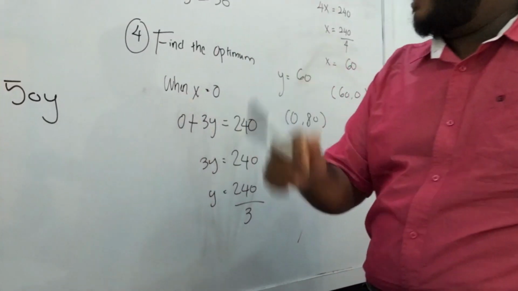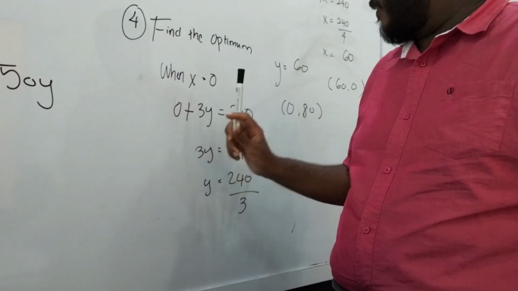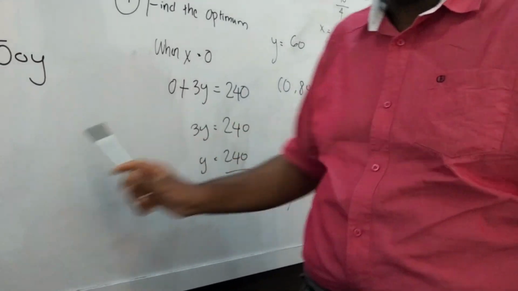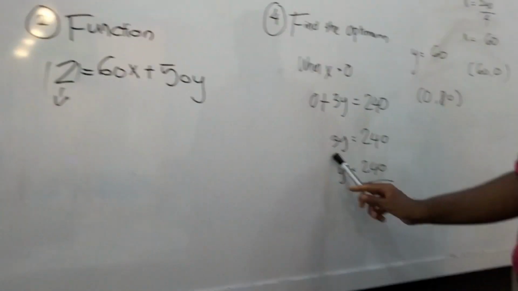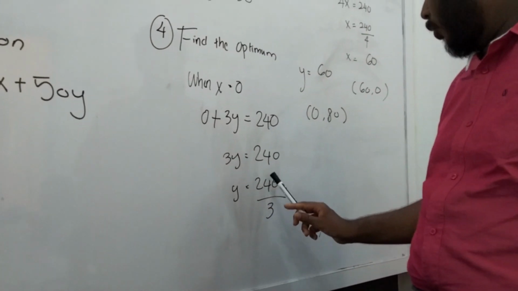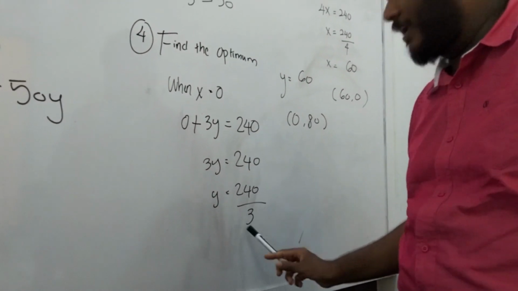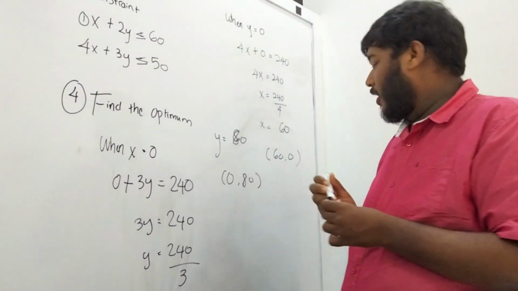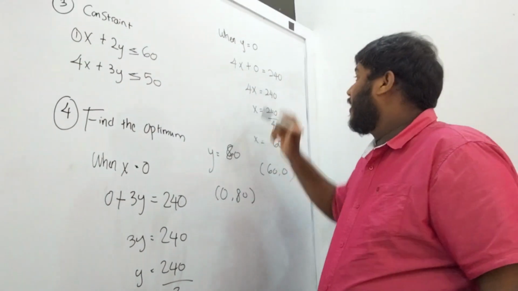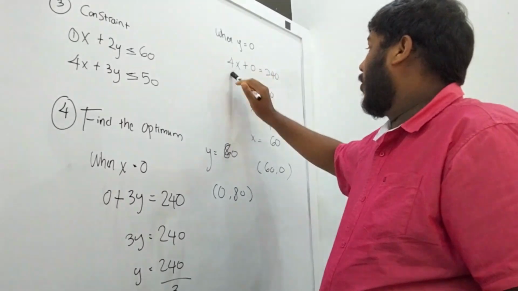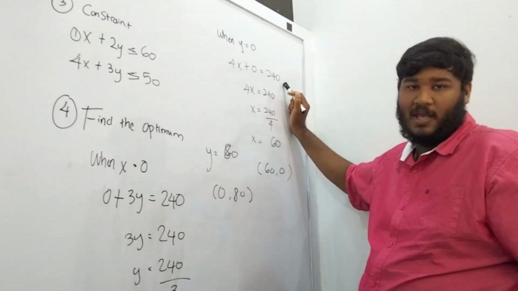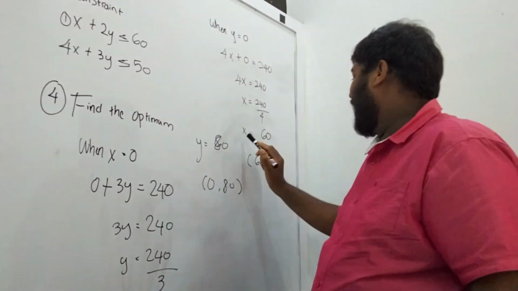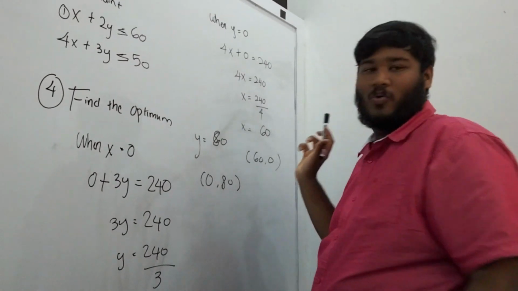Okay, for the second one, for the jug, when x equals 0, the calculation is 0 plus 3y equals 240. 240 is the 240 pounds of clay. And then 3y equals 240, y equals 240 divided by 3. So the answer is y equals 80. So the coordinate is 0, 80. For y equals 0, 4x plus 0 equals 240. 4x is 240, x equals 240 divided by 4, and x is 60. The coordinate is 60, 0.